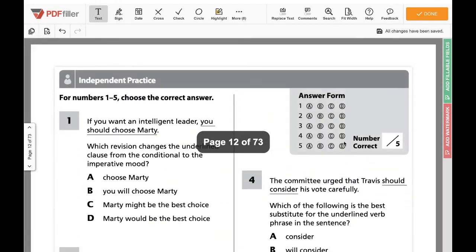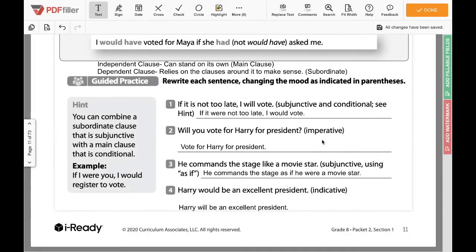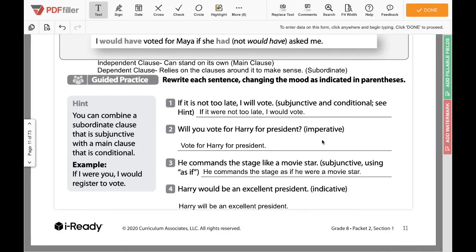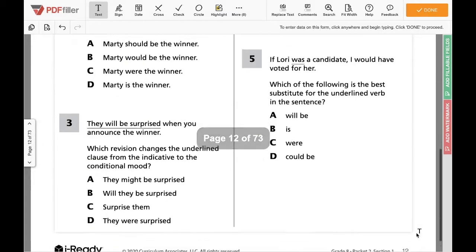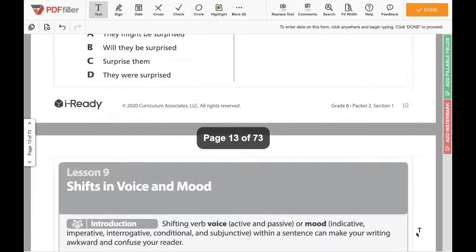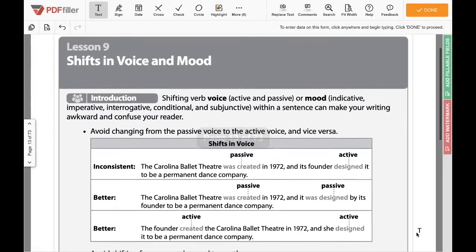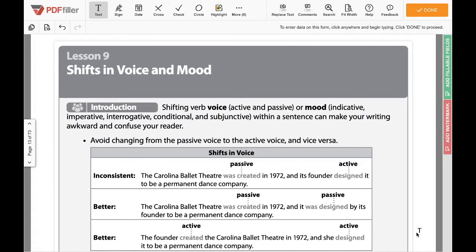So you guys need to do page 12 on your own, but you can do that at the end, or you can pause right now and do it if you want to. But that's going to be some independent practice. We are going to go ahead and move on to page 13 here, which talks about shifts in voice and mood.